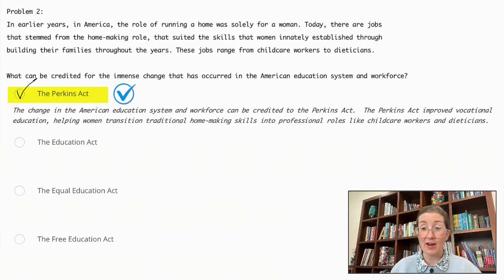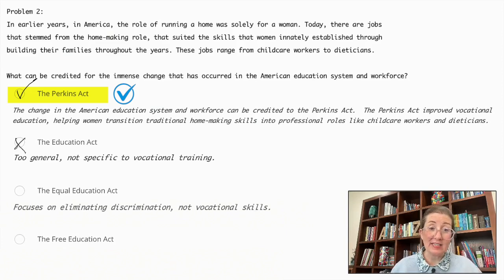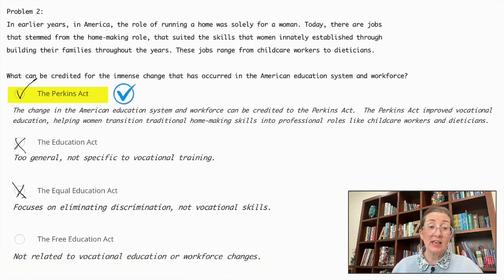Why are the other answers incorrect? The Education Act. This is too general and does not specifically refer to vocational training. The Equal Education Act. This act focused on eliminating discrimination, so that's not correct either. The Free Education Act is not related in any way to vocational education or workforce changes. Thus, the Perkins Act is the key driver behind these changes.